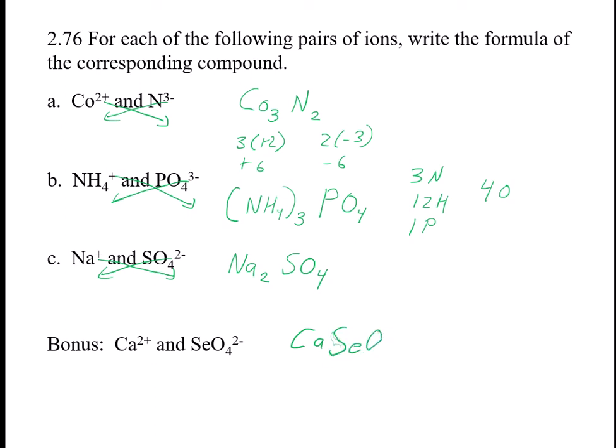I don't know what's wrong with my computer, must be hesitating. CaSeO4. Okay? So the whole idea is to get a neutral compound. So I had the +2 and the -2, which is neutral. Here I have 2 times the +1, which is a +2. This was a -2. This was 3 times the +1, and this was a -3. So that is neutral. So the whole idea when I combine ions is to get a neutral compound.